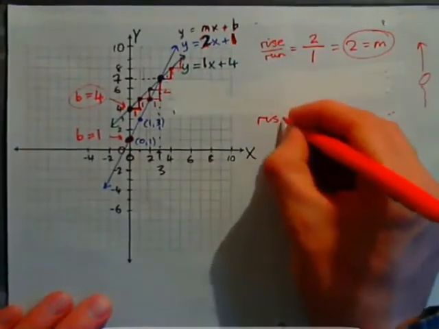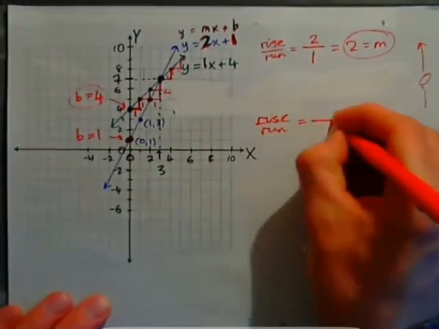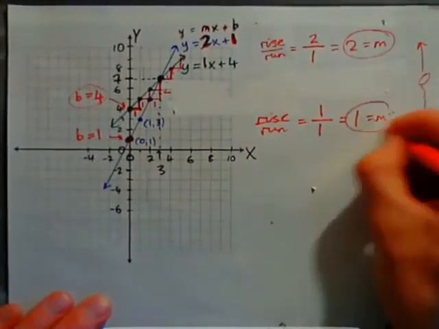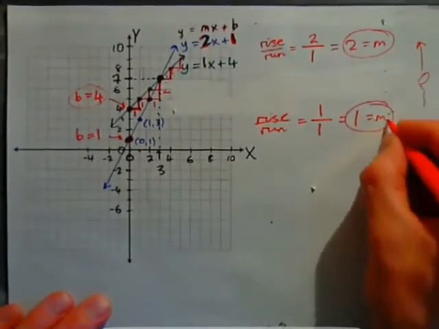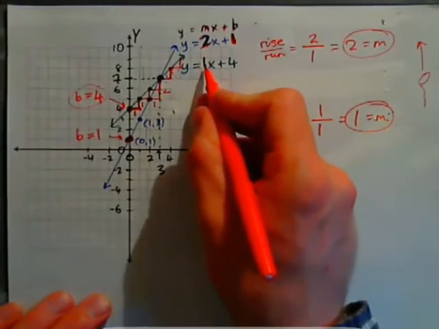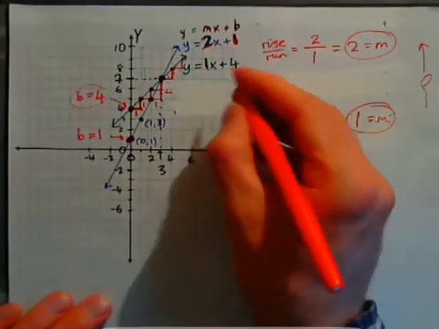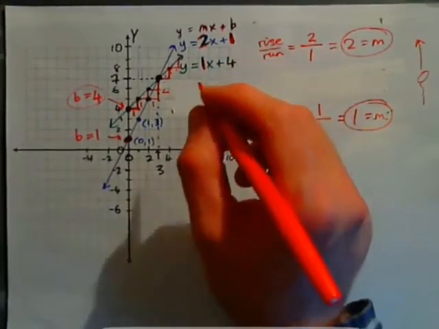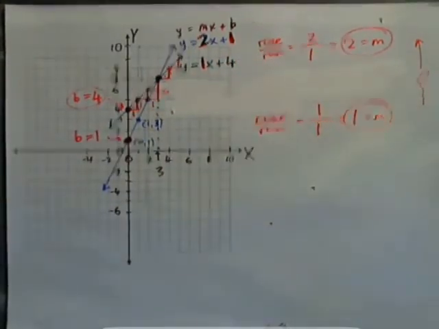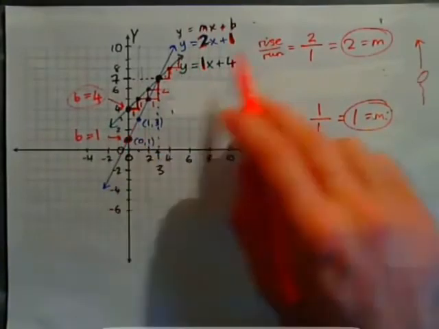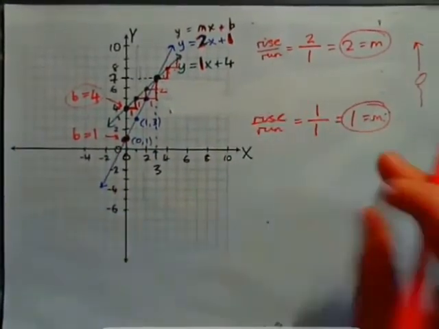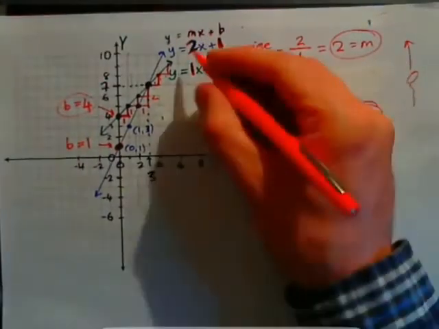So we can write rise over run equals, well, the run is 1, the rise is 1, 1 over 1 is 1. So we're checking that our slope is 1. And of course, from the green line, we can see it's y equals 1x plus 4. So again, we're checking that m is 1, b is 4. But of course, I'm just checking it off the graph, which you should definitely do. So you really start to understand that this is in fact the slope.